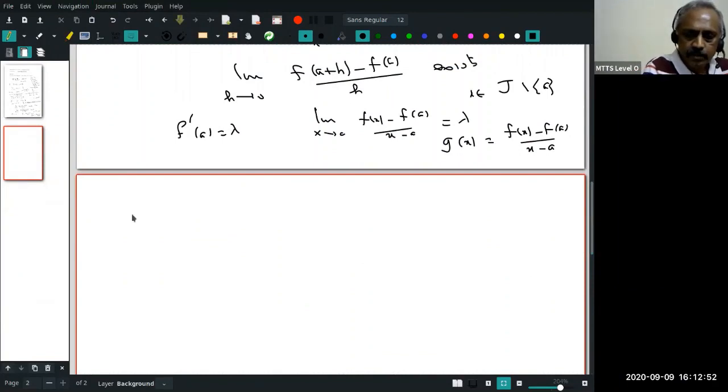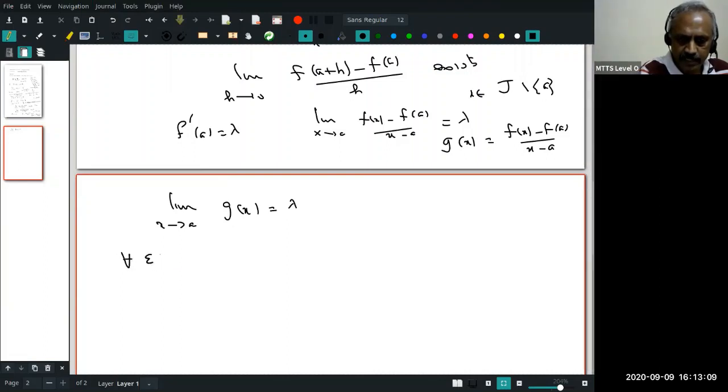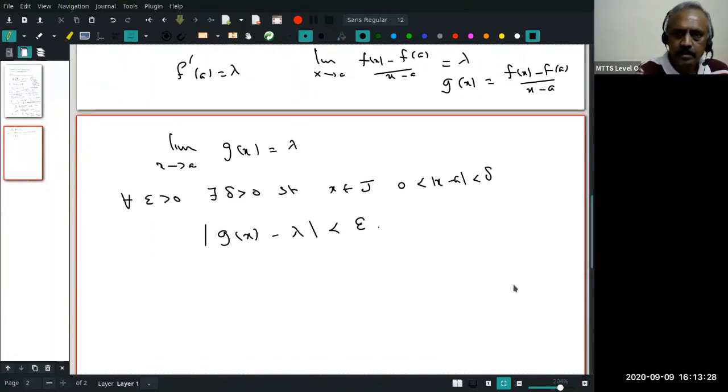Okay. Therefore, what do I want? I want the limit as x tends to a of g(x) equal to lambda. That's what you are saying, because lambda is f dash a and g(x) is (f(x) minus f(a)) by (x minus a). So according to our definition, what does that mean? That means for every given epsilon positive, there exists a delta positive, so that for every x in J and 0 less than mod x minus a less than delta, what should happen? Mod g(x) minus lambda should be less than epsilon. Okay, do you understand this?